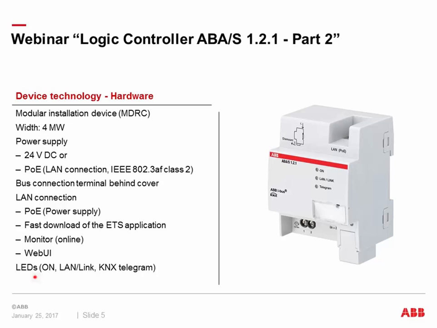On the device housing, we have 3 LEDs. One is the green one, which shows that the device is ready for working. It has a power supply, KNX is available and so on. The yellow one is for LAN and link connection. And the last one shows there's a KNX telegram on the bus, and then this LED is flashing.